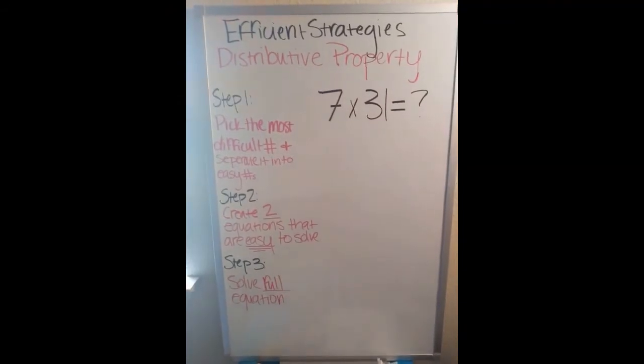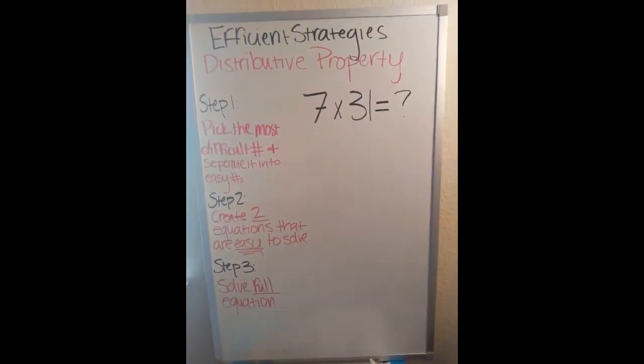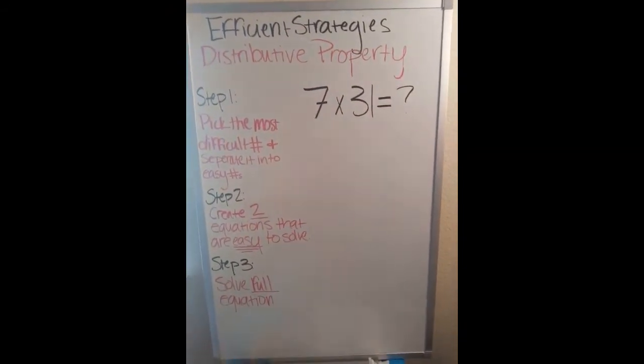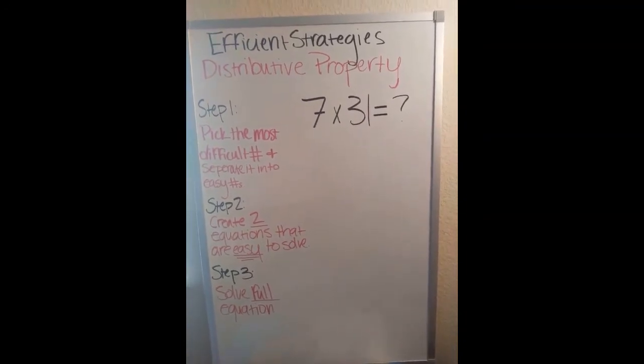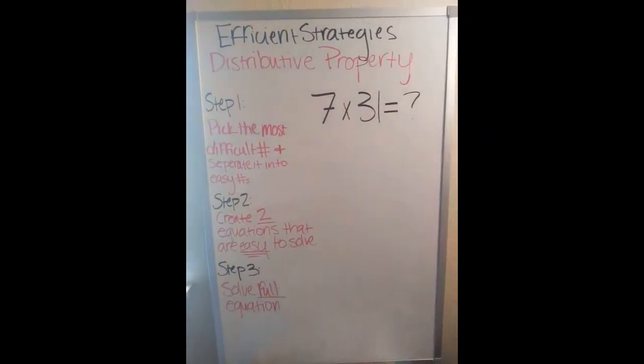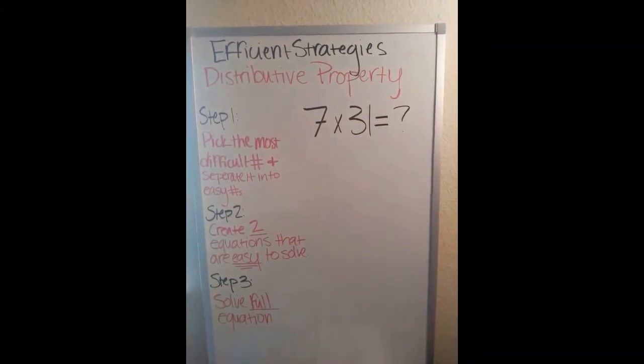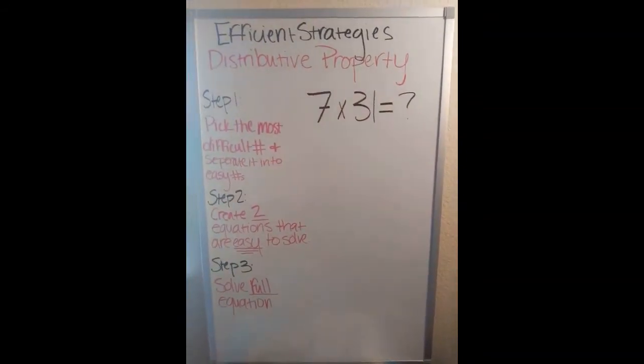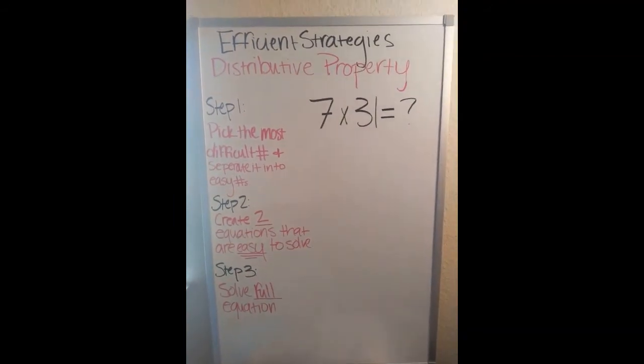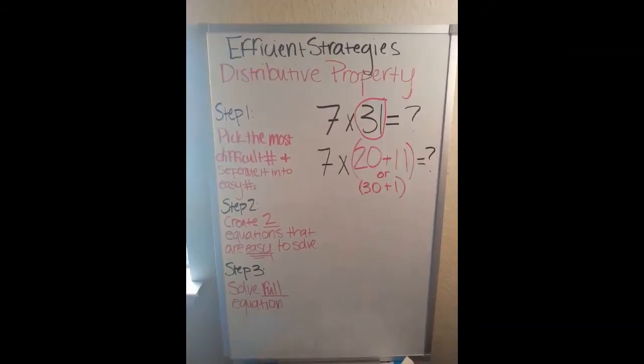Okay, champions. We have one more equation to solve. Yes, 7 times 31. Go ahead, pause the video right here. Work through step 1, step 2, and step 3 to see how well you have mastered this efficient strategy.